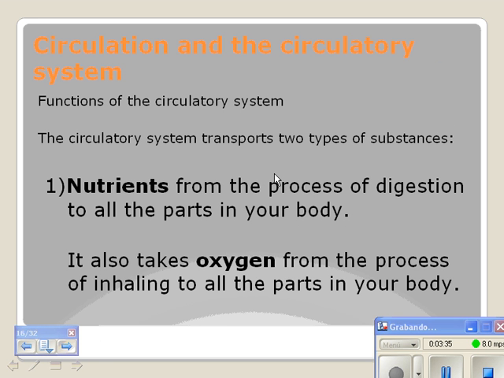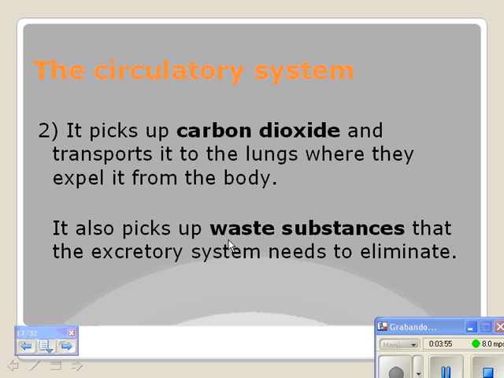The functions of the circulatory system. The circulatory system transports 2 types of substances. 1, nutrients from the process of digestion to all the parts in your body. It also takes oxygen from the process of inhaling to all the parts in your body. And 2, it picks up carbon dioxide and transports it to the lungs where they expel it from the body. It also picks up waste substances that the excretory system needs to eliminate.